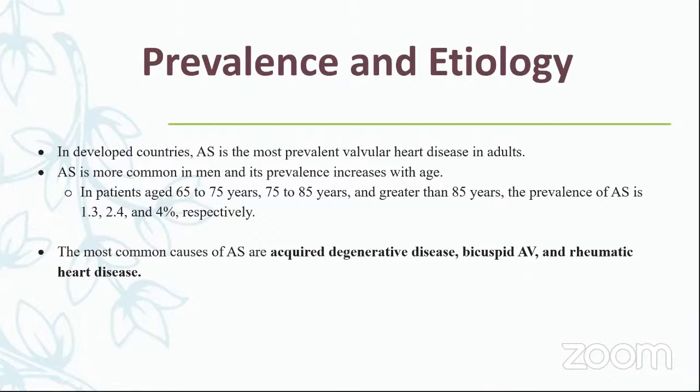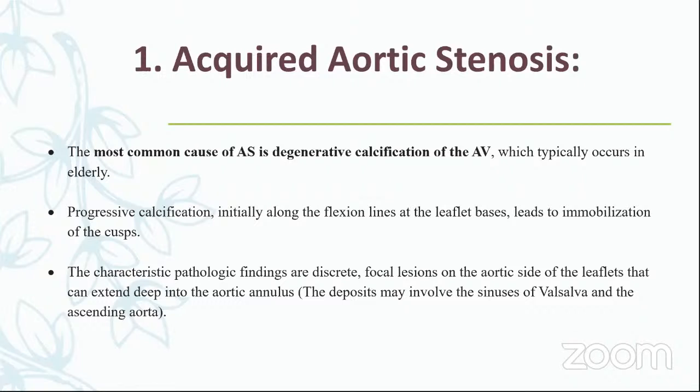It has been found that in patients aged 65 to 75, 75 to 85, and more than 85, the prevalence of AS is 1.3%, 2.4%, and 4% respectively. The most common causes of AS are acquired degenerative disease, bicuspid aortic valve, and rheumatic heart disease, and we will speak about each one. First, we will start with acquired aortic stenosis.